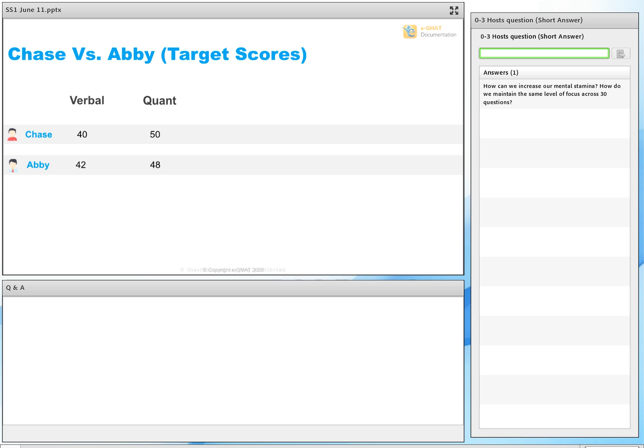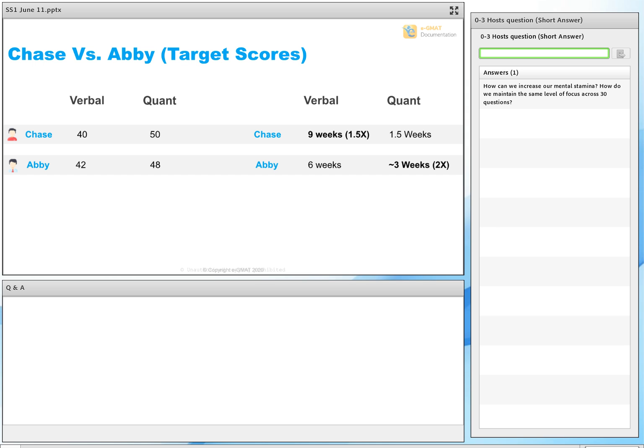Okay, and so what you see over here is that Chase is aiming for a Q50 and a V40, and Abby is aiming for a V42 and a Q48. And for those of you who understand the GMAT, who've spent some time preparing, you would know that a Q50 and a Q48 are very, very different scores. Someone who gets a Q50 is a very different student than someone who gets a Q48. The kind of effort required for a Q48 student to get to a Q50 is humongous. So for Abby, this planner is telling her you don't need to worry about a Q50, rather worry about your strengths.